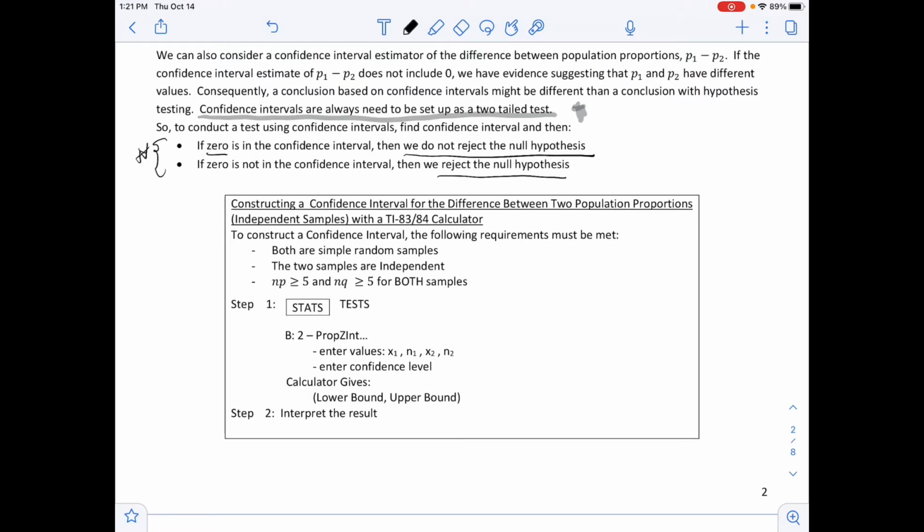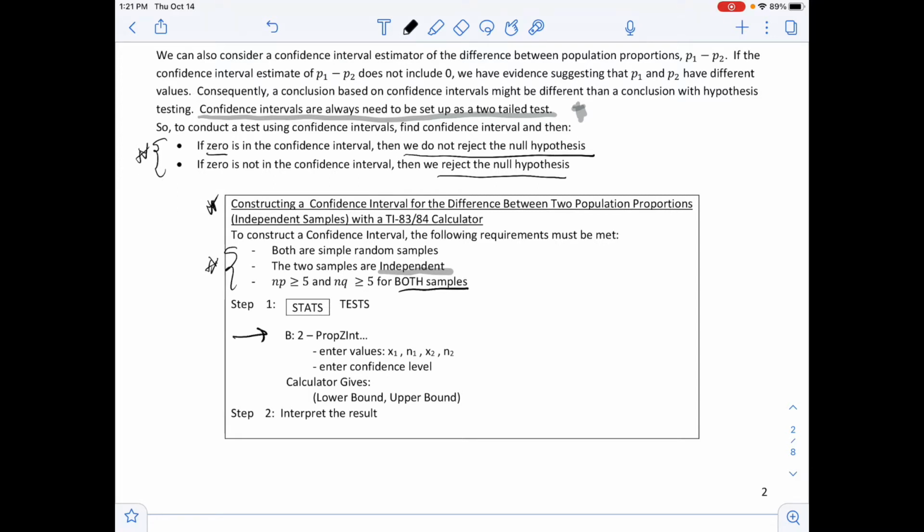So right below this, we have our steps for conducting a confidence interval for the difference between two population proportions with independent samples with an 83 or 84 calculator. To construct a confidence interval, the following requirements must be met. Again, both are simple random samples. They need to be independent. And n times p and n times q both have to be greater than or equal to 5 for both samples. Now on your calculator, you're going to go to STAT, TESTS, and then we have B, and again change it if it's different on your calculator, 2-PropZInt.